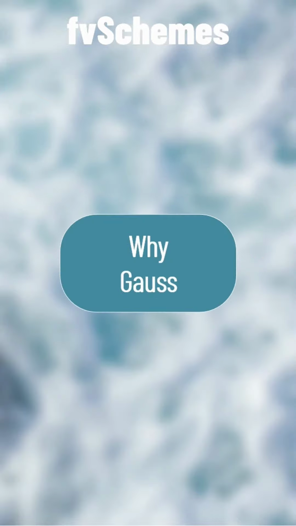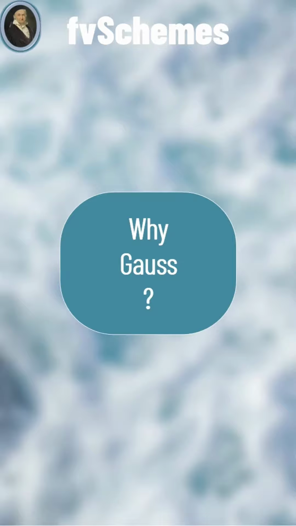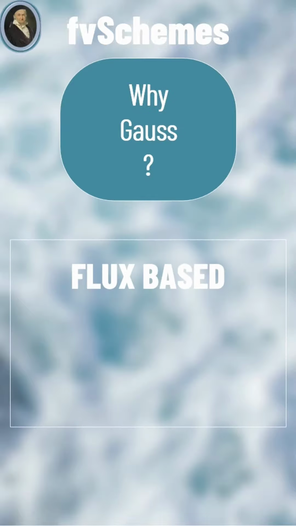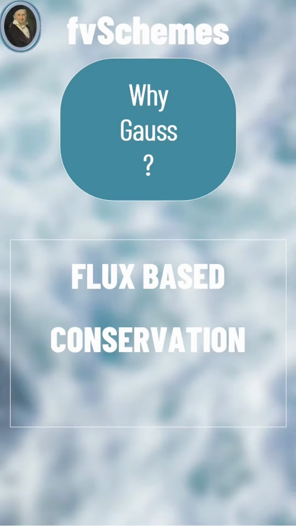So, why Gauss? Well, it is physically and fundamentally a well-established way to apply the finite volume method. It helps ensure the simulation conserves the physical quantities because we are integrating the fluxes across cell boundaries, essentially keeping track of the ins and outs. It is also quite versatile in that it can be combined with different interpolation schemes and correction methods to achieve different levels of accuracy and stability.